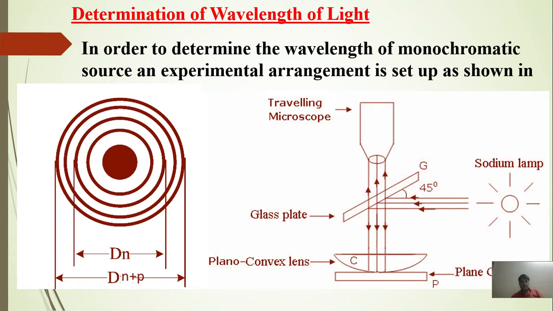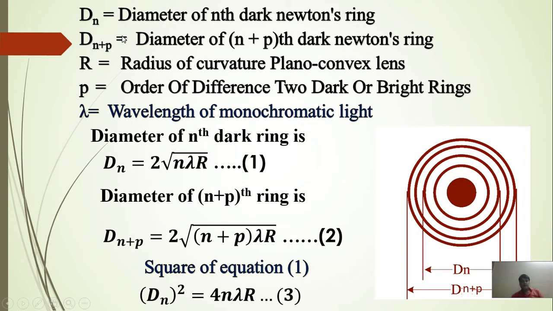First we obtain the Newton's rings by Newton's ring experiment, as in the diagram. dn is the diameter of the nth dark Newton's ring. dn+p is the diameter of the (n+p)th dark ring. R is the radius of curvature of the plano-convex lens. p is the order difference between two dark or two bright rings. Lambda is the wavelength of the monochromatic light.